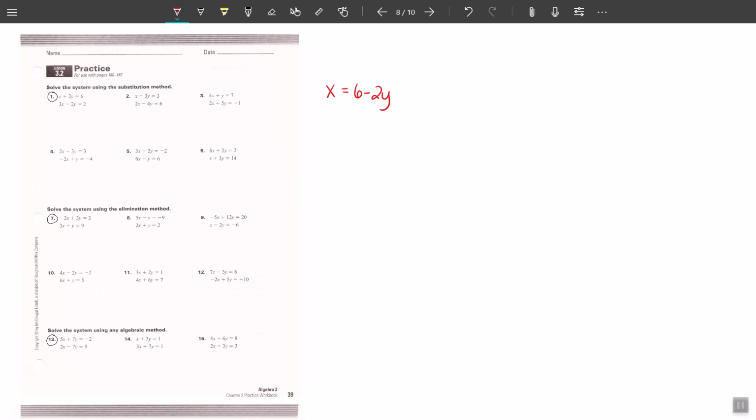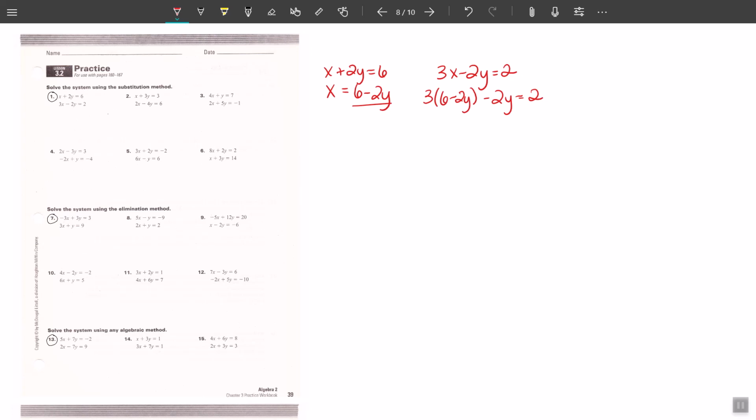So now I'm going to go to the second equation. So this was the first equation. Let me write that above. Okay, so that was that first equation in number one. The second equation looks like this. And so now what I'm going to do is take what I just solved for in the first equation and substitute it in for x over here. So I've got this x equals 6 minus 2y. I'm going to take and drop that in over here for x.